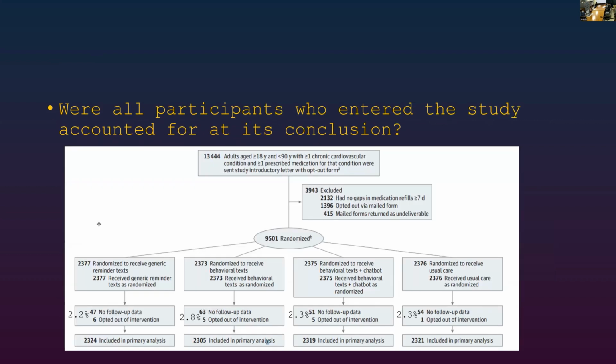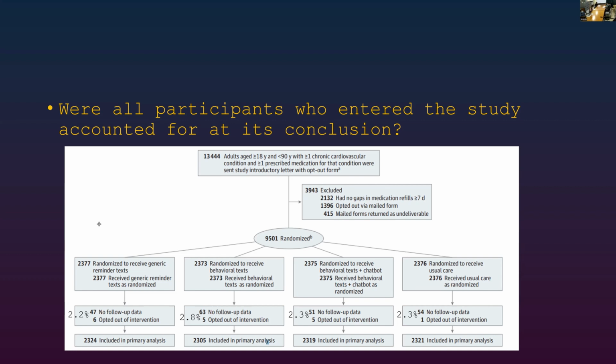So were all the participants who entered the study accounted for at its conclusion? So was everyone accounted for? Here we notice that 13,000 individuals were sent the letter. 3,943 were excluded, and the majority of them did not have a refill gap. 1,300 opted out, and 415 were mails that were not delivered. Subsequently, 9,501 were randomized into arms: 2,300 who received the generic message, 2,300 who received the behavioral text, and the other one had the chatbot, plus usual care.